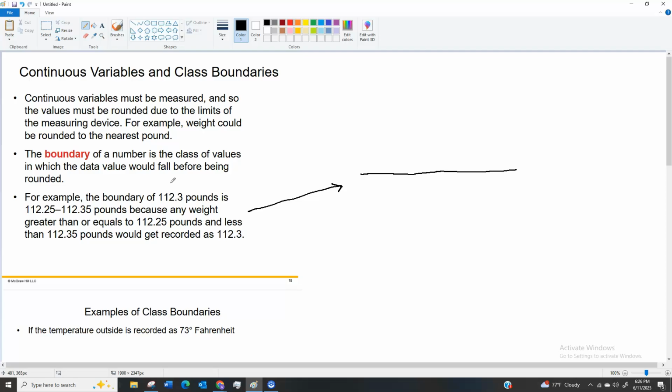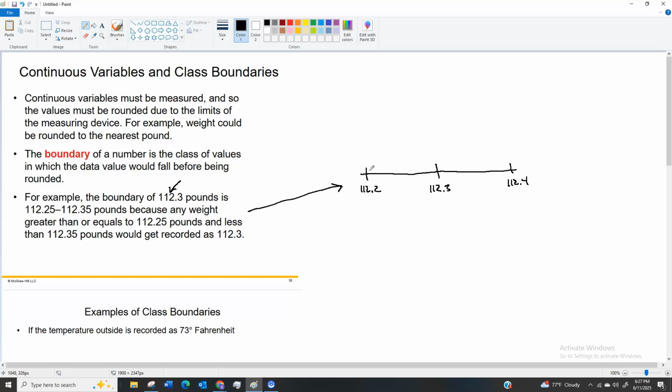So we've got the measurement, the value that's going to be recorded. If you were going to record 112.3, what could have been measured that would have been written down as 112.3? Well, because this is rounded to the nearest tenth, that means that before 112.3 there was 112.2, and after it would be 112.4. So at what point after 112.2 would you start rounding up to 112.3?